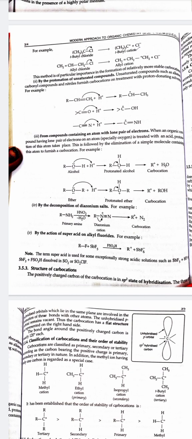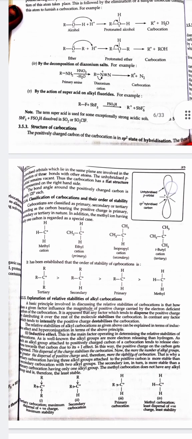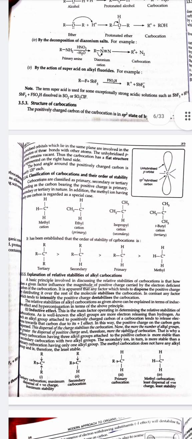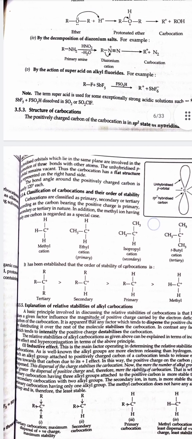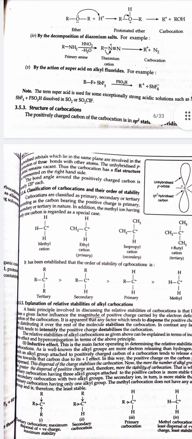Structure of carbocations. The positively charged carbon of the carbocation is in the sp2 state of hybridization. The three sp2 hybridized orbitals which lie in the same plane are involved in the formation of three bonds with other atoms. The unhybridized p orbital remains vacant, thus the carbocation has a flat structure, represented on the right hand side. This is the structure. The bond angle around the positively charged carbon is nearly 120 degrees each.